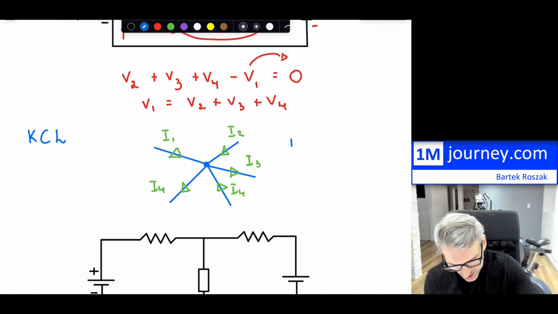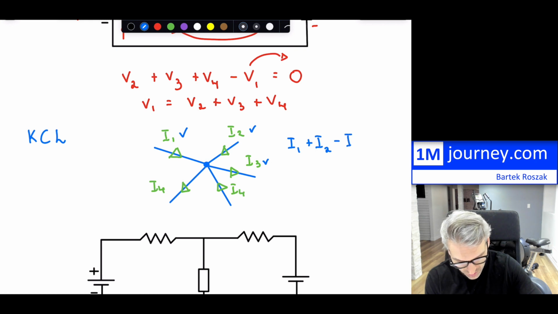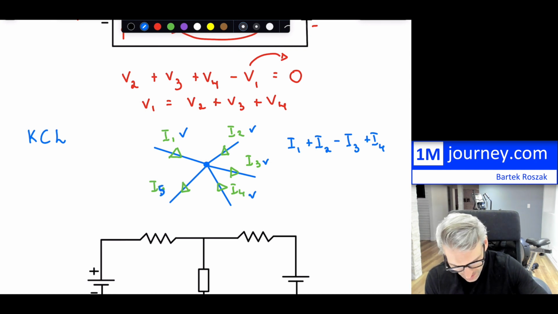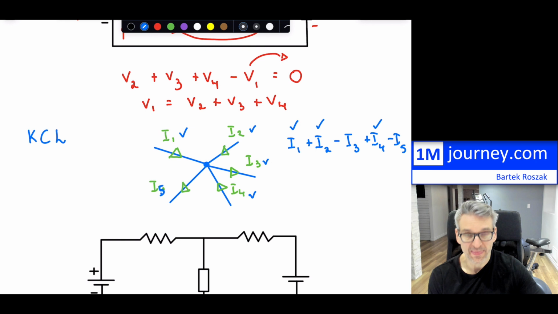Coming in is positive. So what's coming in? I1 is coming in. Notice I2 is coming in, so this is going to be plus I2. I3 is coming out, so I'm going to put minus because it's coming out of the junction, or the node. So that's I3. I4 is coming in, so that's going to be plus I4. And then this is coming out, so this is going to be I5. So coming in positive, coming out negative.